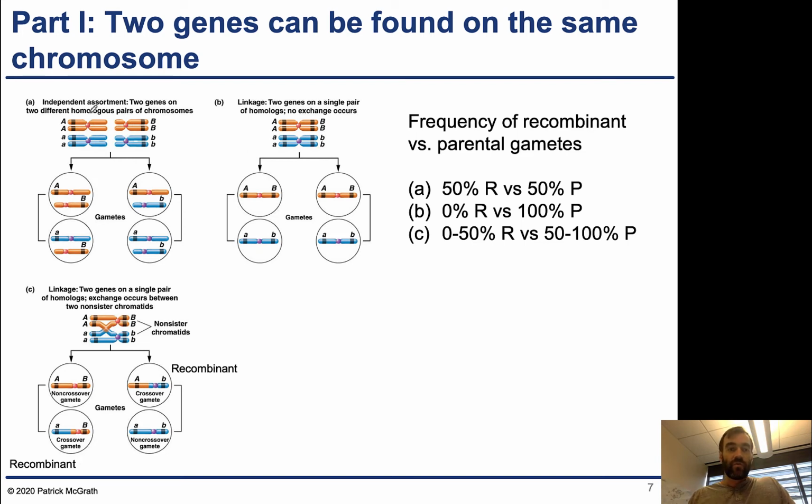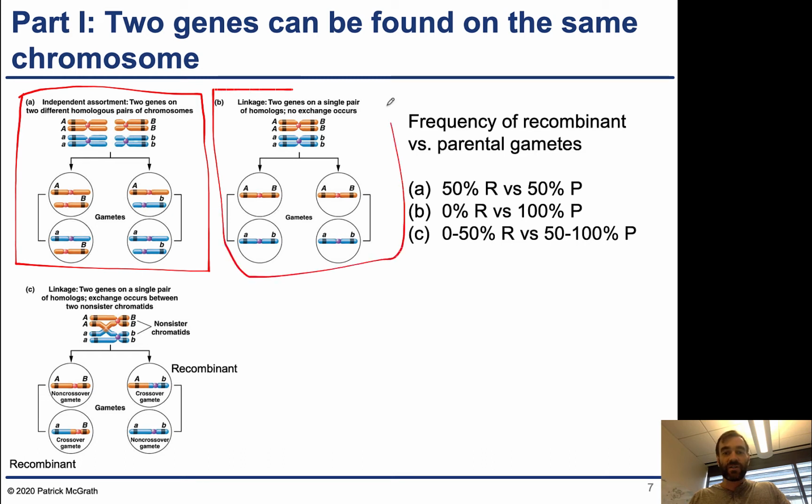And so this is just a continuation of a previous slide. So if you have independent assortment, where the genes are on different chromosomes, each combination is produced at the same amount. If you have linkage where crossover doesn't occur, then in this situation, you only produce the parental gametes. So none of the recombinant gametes are actually produced. However, in real life, you have crossover, and so now we have to deal with probabilities.